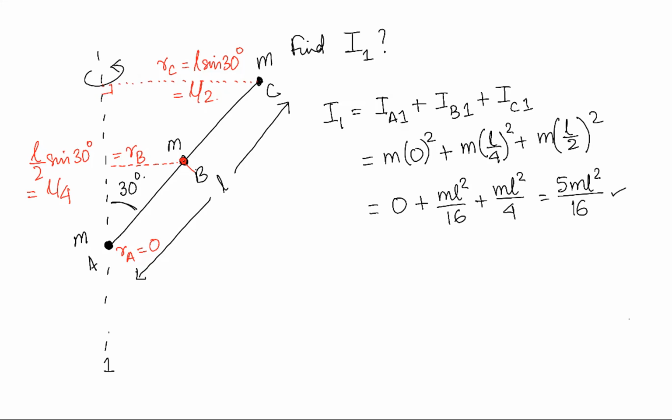Okay? If you understood this problem, try to find out the moment of inertia of exactly this system about the second axis, axis 2. If you understood it, find the moment of inertia of the system about axis 2. Pause the video right now. Give it a try, it should be easy for you. Find out the distance of each mass from the axis, then add up. Okay?